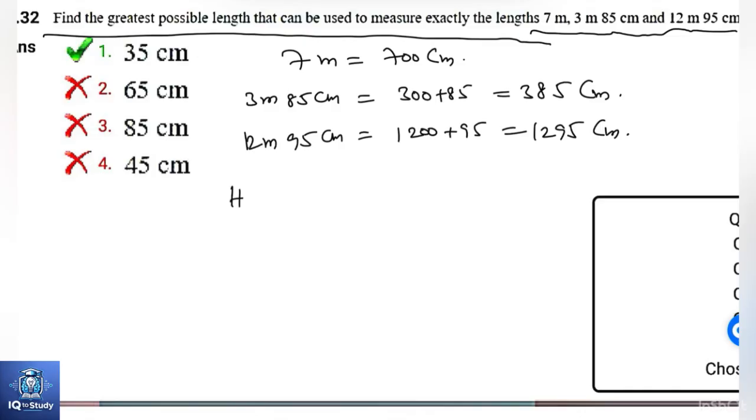We know that the greatest possible length can be found by HCF. So the HCF of 700, 385 and 1295 is equal to 35.